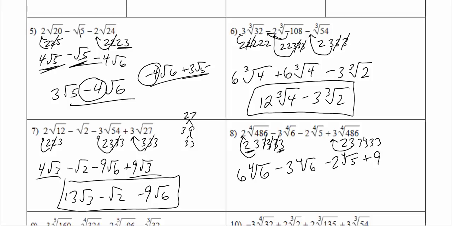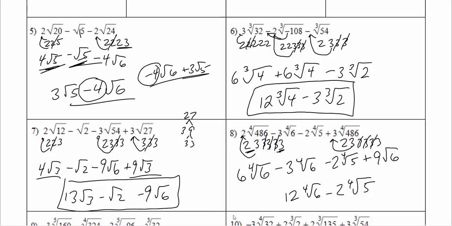Makes it a 9. Cross, cross, cross. So I have a 6 left. We know we're going to have a 6 left because that's what I have over here. So let's see what I got. I got 6 minus 3 is 3, plus 9 is 12 times the 4th root of 6, minus 2 times the 4th root of 5. Okay, that's how you do those problems.